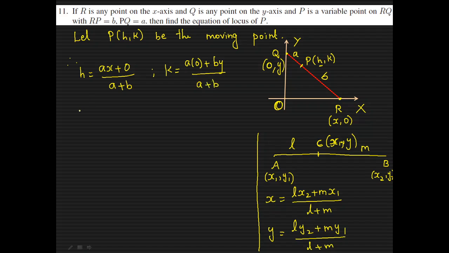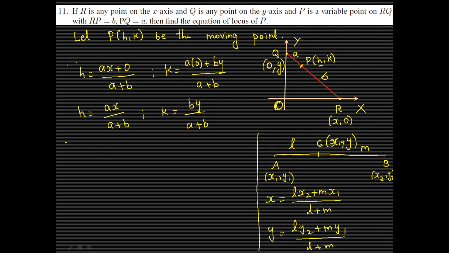Okay, so if we simplify this, we'll be getting H is equal to AX divided by A plus B, and K will be equal to By divided by A plus B. So we got this, and now we are going to find the value of x and y. Okay, so what is the value of x and y?